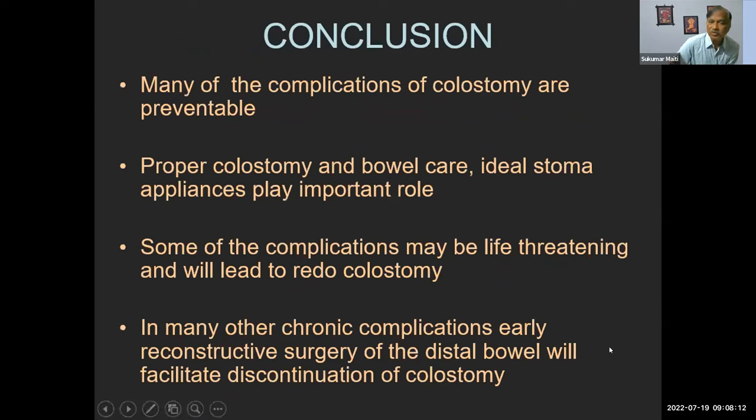In conclusion, I like to say that many of the complications of colostomy are preventable. Proper colostomy, bowel care, ideal stoma appliances play the most important role. Some of the complications may be life-threatening and will lead to redo colostomy. The decision to do a redo colostomy should be taken at the right moment. If you delay in making a redo colostomy, that may endanger the life of the patient.